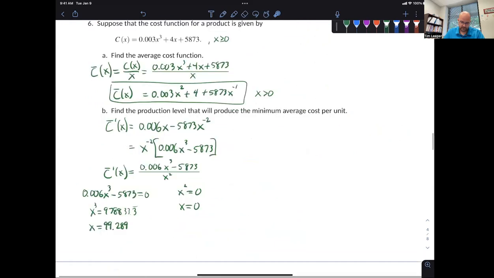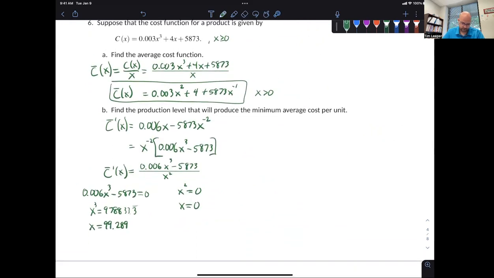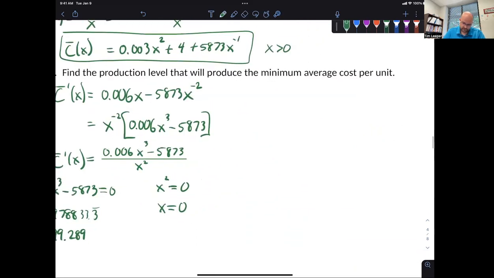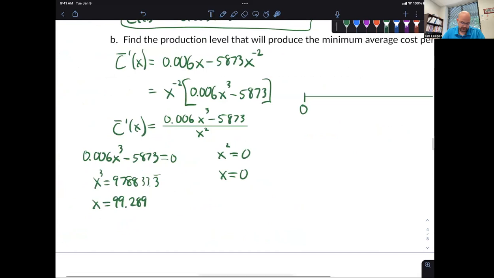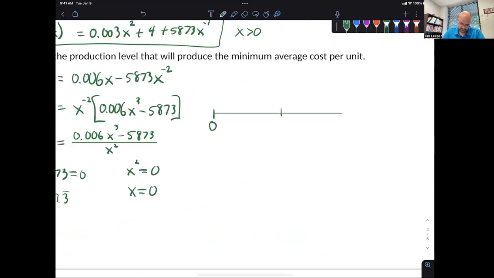Wonderful. So what do we do? Well, go to the number line here. 0 is an important number, but not a critical number. Then the next one is 99.289. For test points, let's just say 1, and I'm going to plug that into C bar prime of x, and then maybe 100.